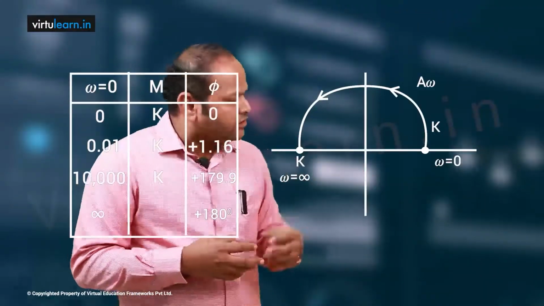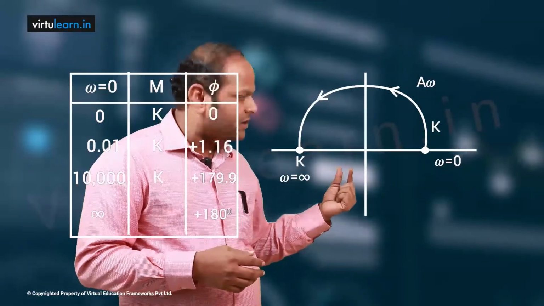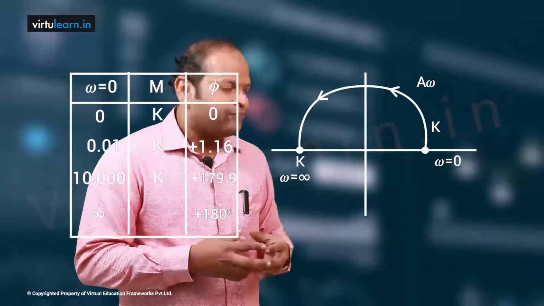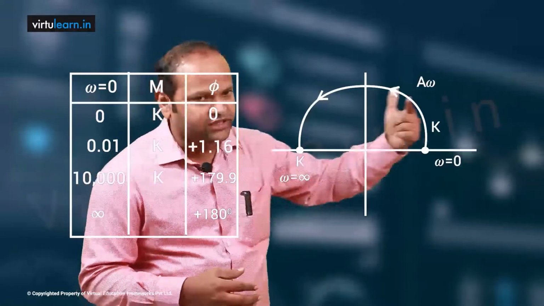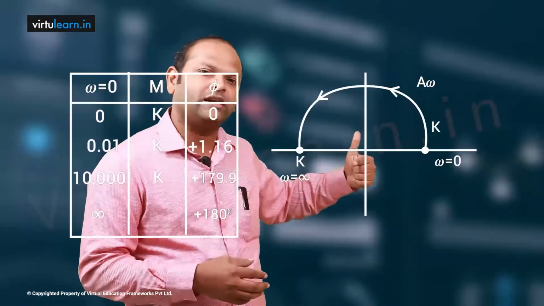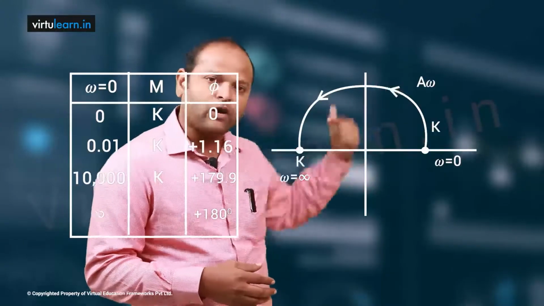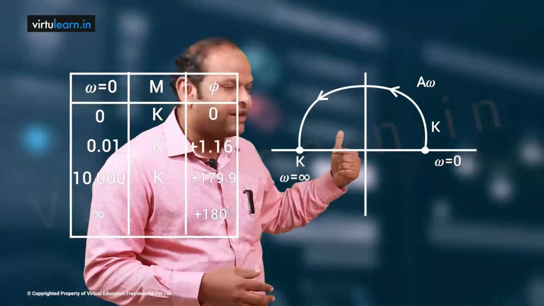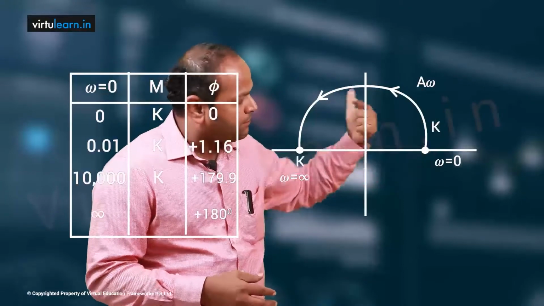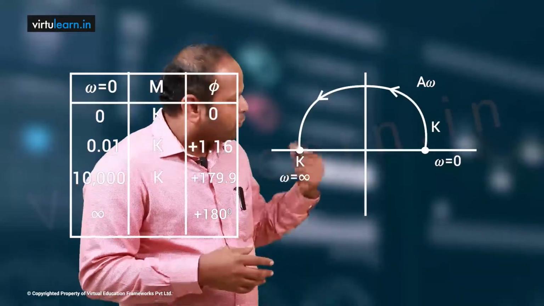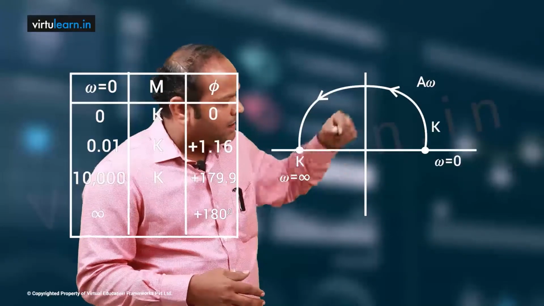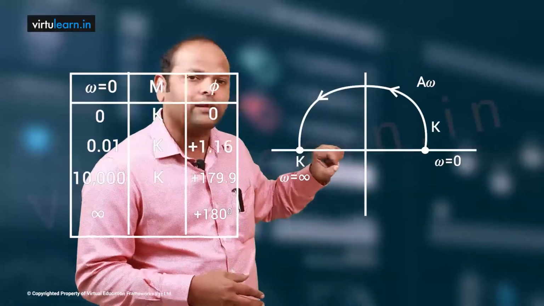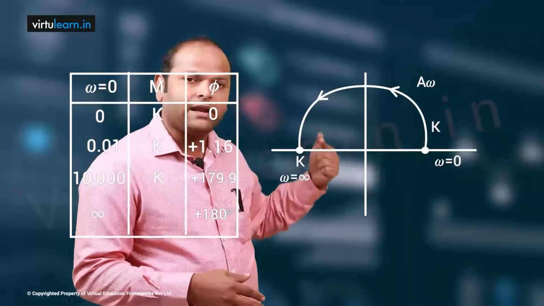The ending point is also magnitude K, and the phase angle is 180 degrees. So plus 180 and minus 180 is the same line, because when you measure clockwise you reach minus 180 degrees, and when you measure anti-clockwise, you again reach 180 degrees. So plus or minus will be the same line. So 180 degrees, again K. On this line you measure K and locate the point. Starting point there, ending point here.